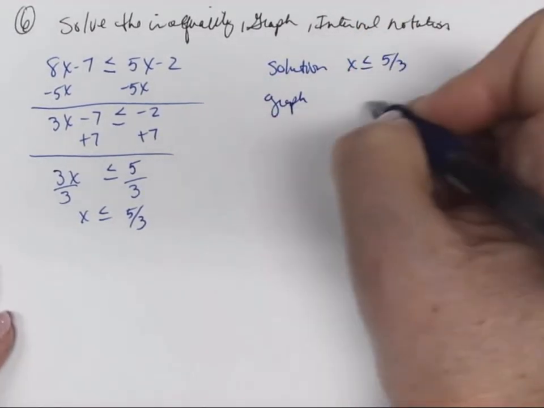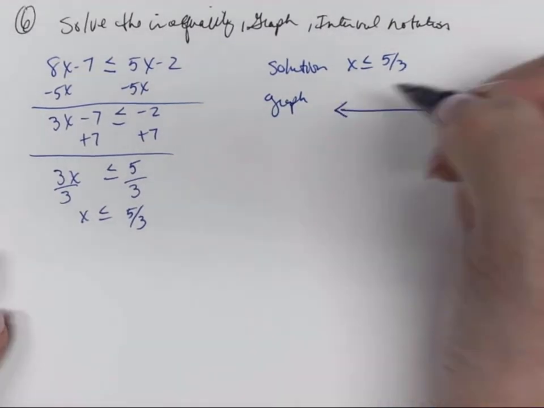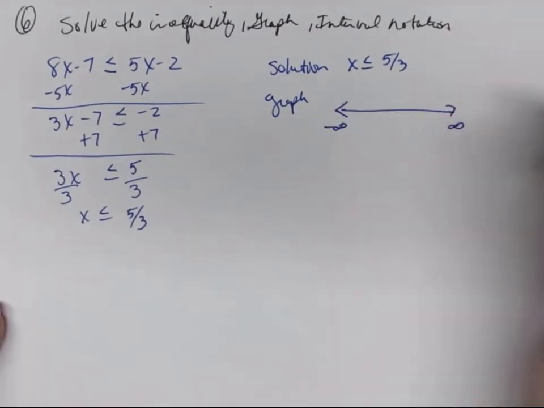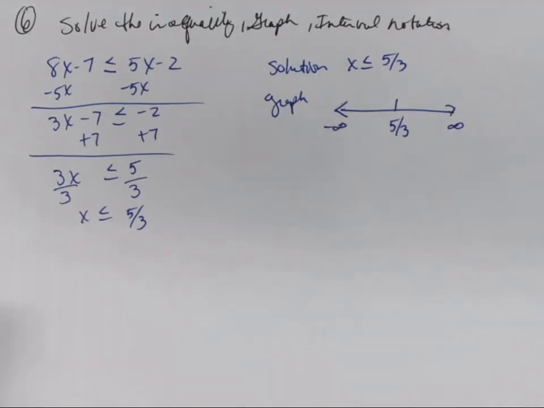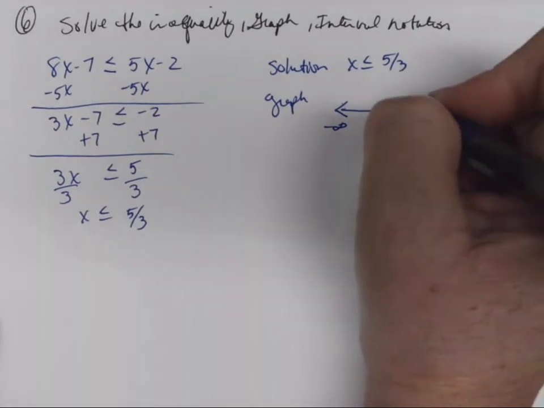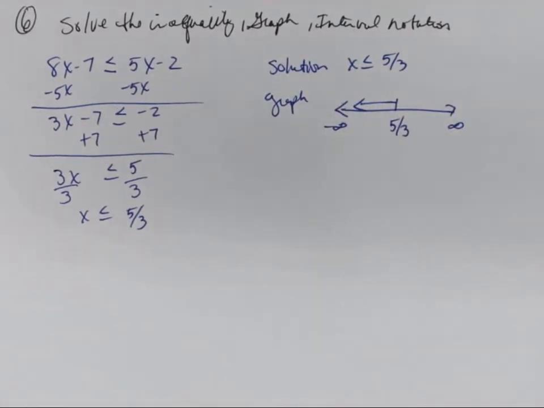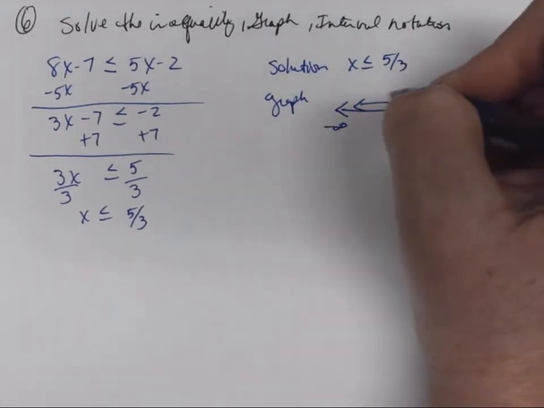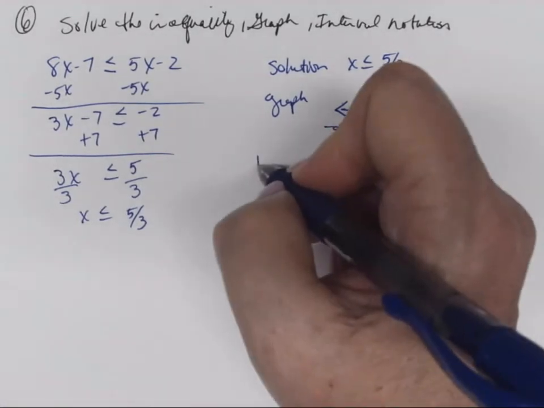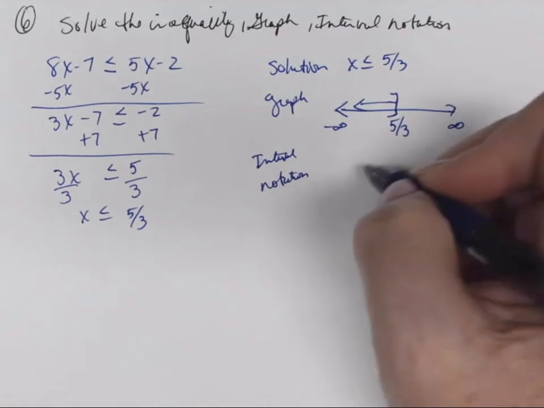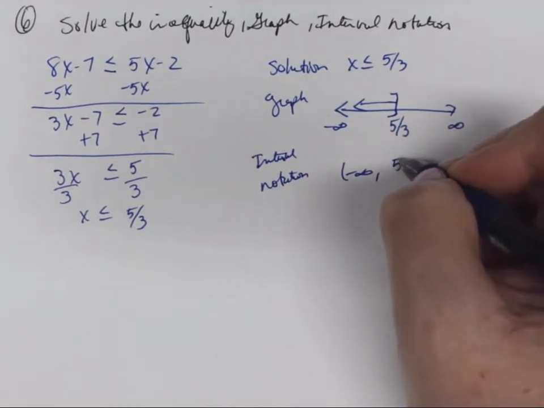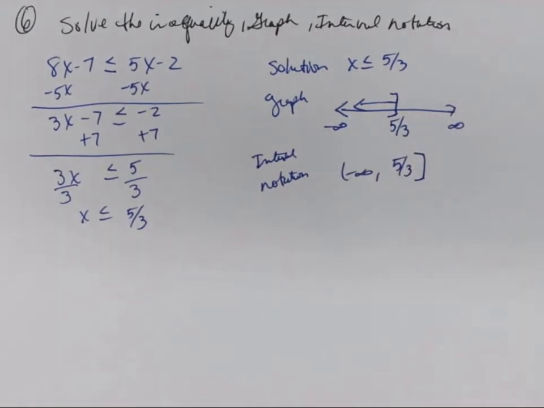To graph it, you're just having a number line here with your infinities and the number that you found, 5/3. So it's less than or equal to, so less than means it's going to the left. Equal to part means it'll have a bracket. So your interval notation will be from negative infinity to 5/3 with a bracket on that part.